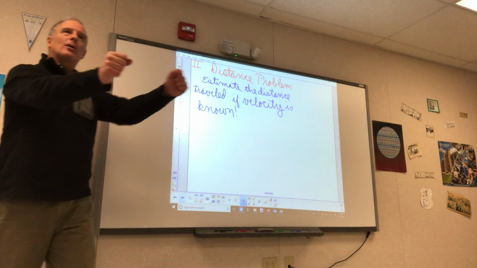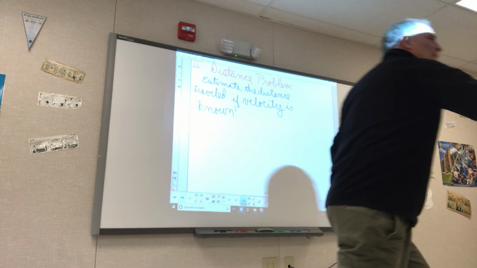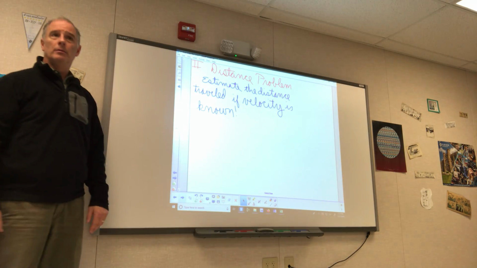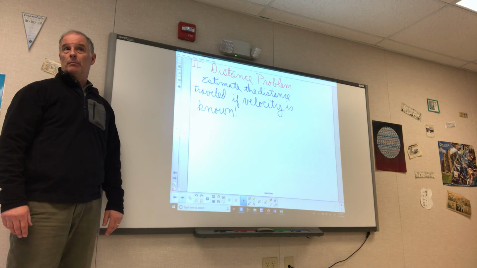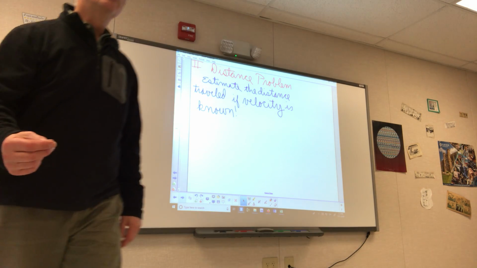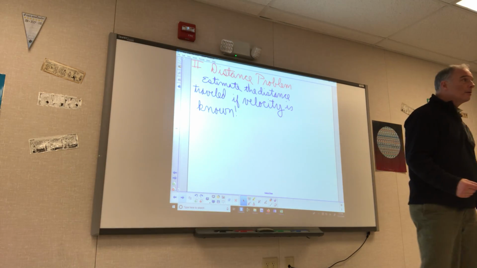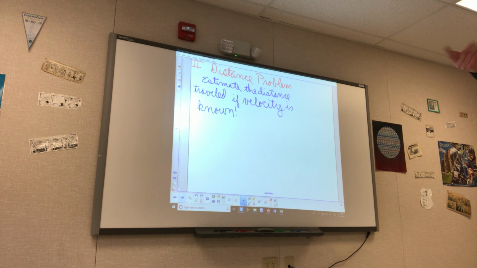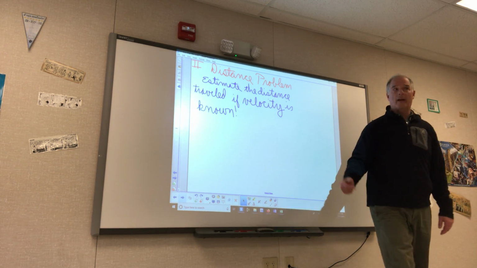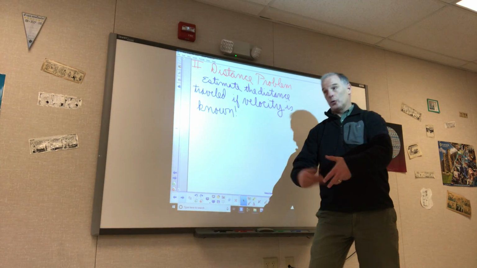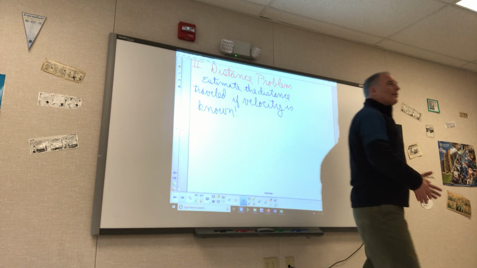So if I'm driving in my car and I know how fast I'm going, I should be able to figure out how far I've gone, if I know one other piece of information. How long you did that. If I go 50 miles an hour, how far have I gone? If I went 50 miles an hour for 2 hours, now I can tell you how far I've gone.